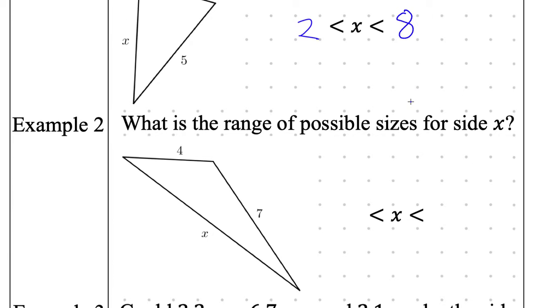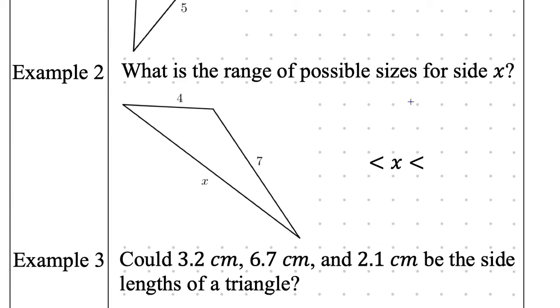Let's try another one. Example number 2. What is the range of possible sizes for side x? Monse, do you have your card? You can raise your hand with your card. Yeah, go for it, Monse. 3 and 11. There it is. It's that easy. Thank you, Monse. Done. That's how quick these problems are. Triangle inequality theorem. Subtract them, it has to be bigger. Add them, it has to be smaller.